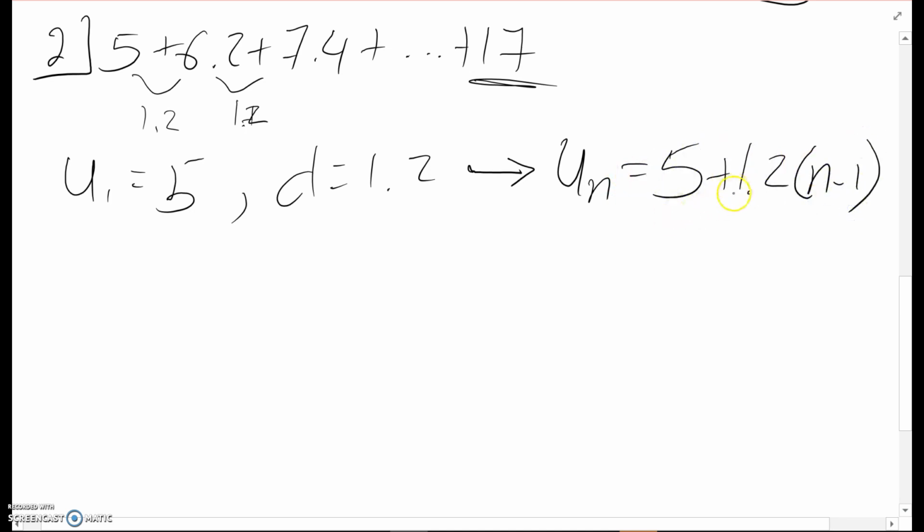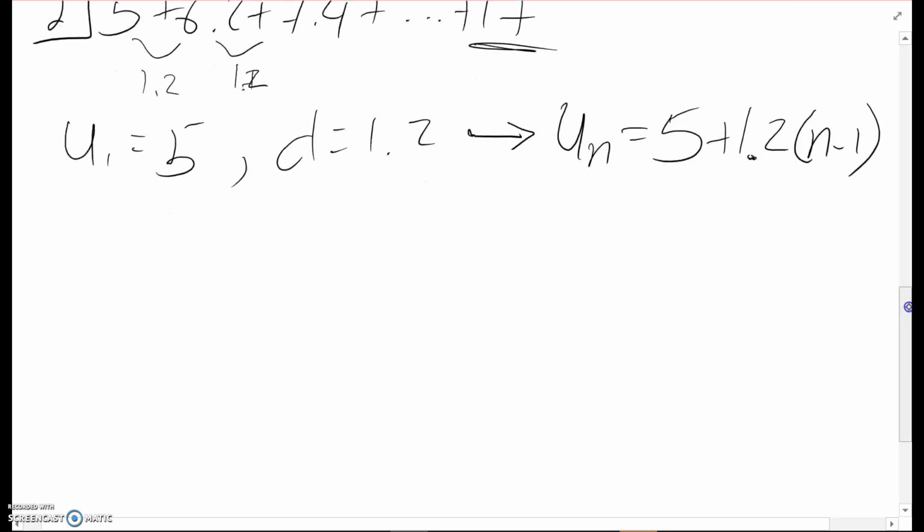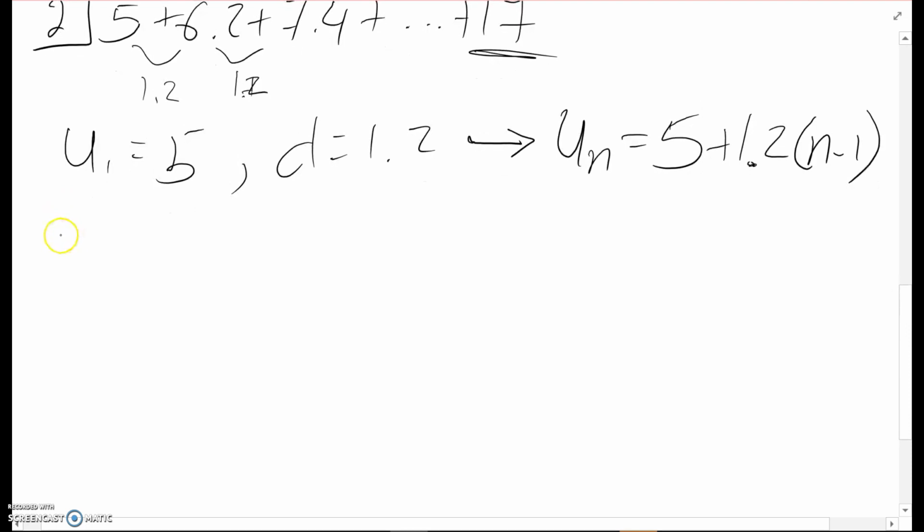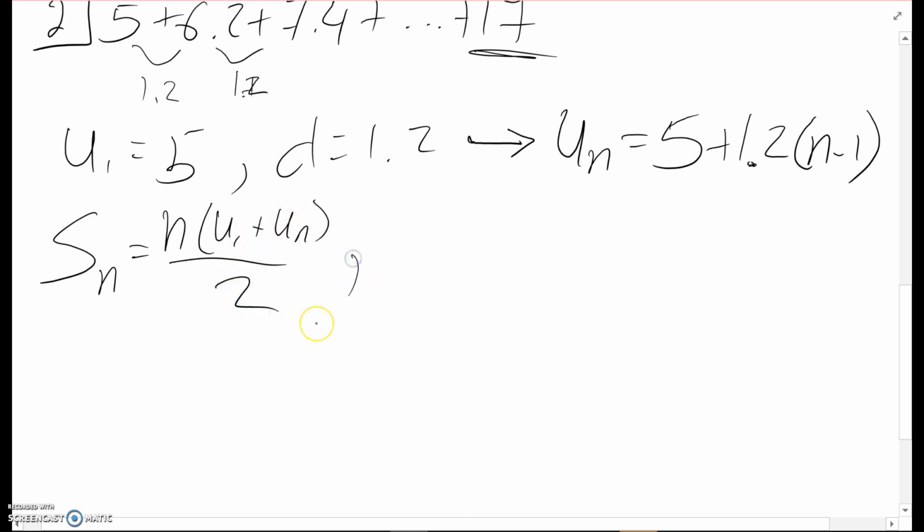Okay, first term plus the difference times n minus 1. Now, if I'm going to find the sum of all these, it's going to be the arithmetic formula, S of n equals n times u sub 1 plus u sub n, all over 2. I can start listing what I know about this. I know that the first term, u sub 1, is 5. I know that the last term, u sub n, is 17. But I don't know what n is.